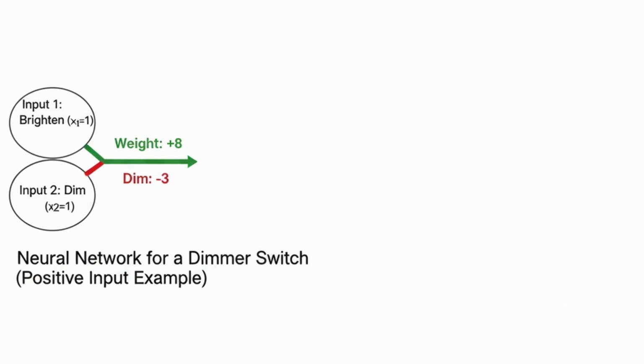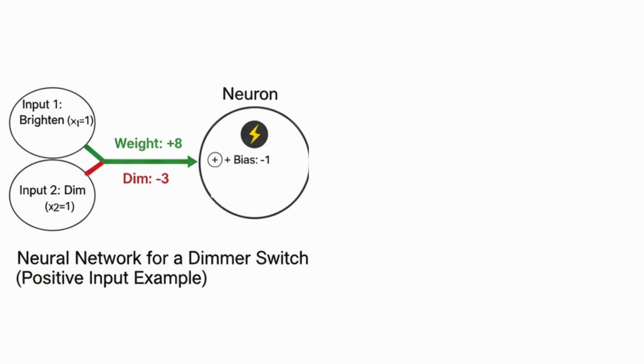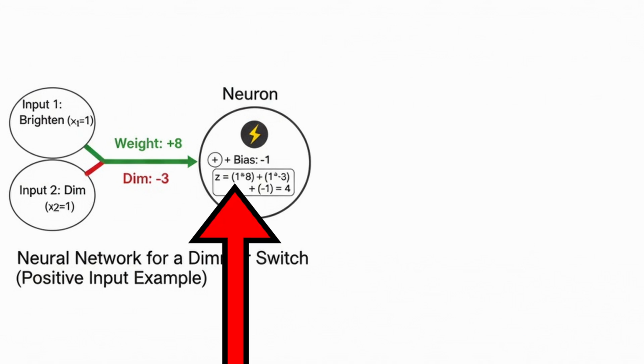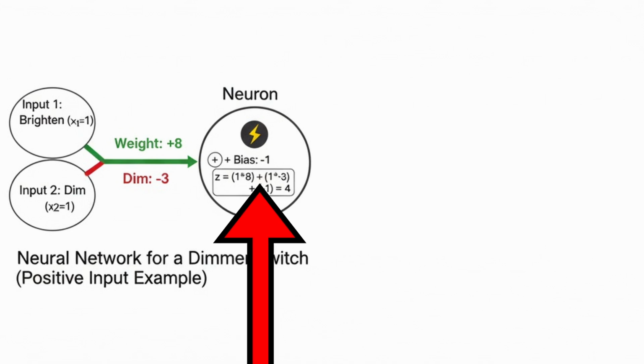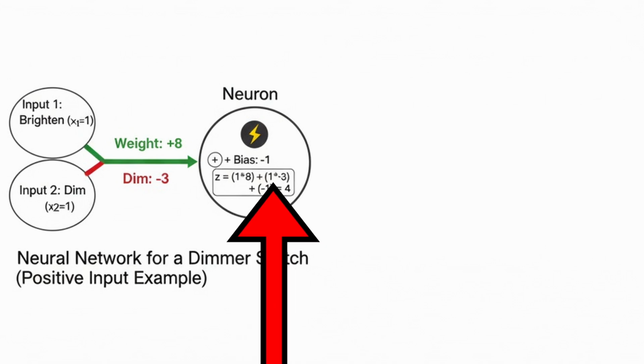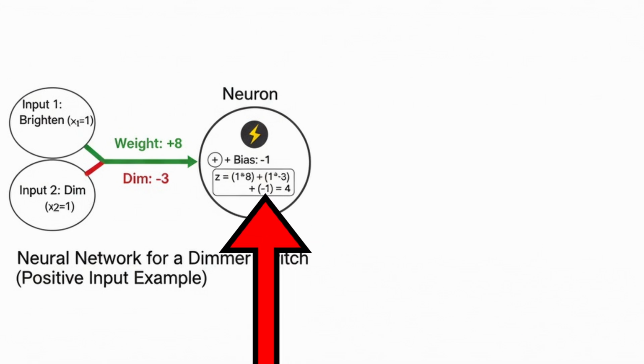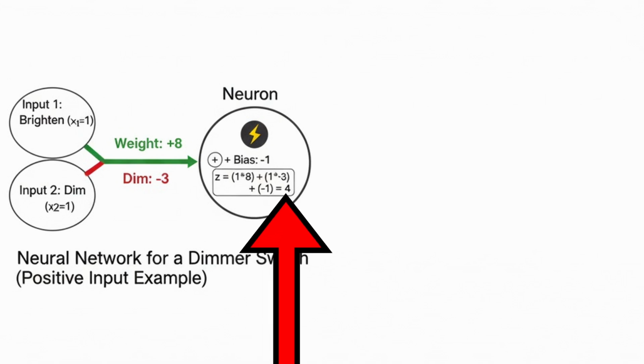Step 3. Add the bias. Even when nothing's pressed, the system has a small negative bias, a standby draw of -1. Now the neuron calculates the total electrical signal, Z, being sent to the dimmer before the rule is applied. Input 1 times weight 1, input 2 times weight 2. We add the result of these two along with our bias and get a raw score denoted by Z.